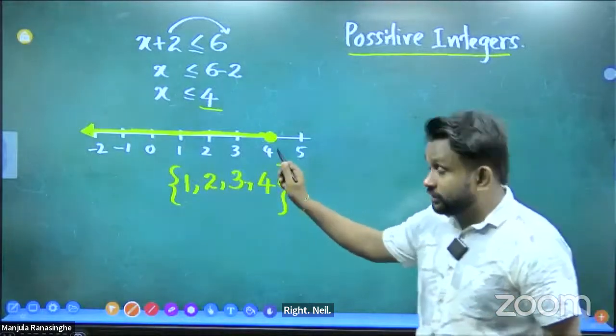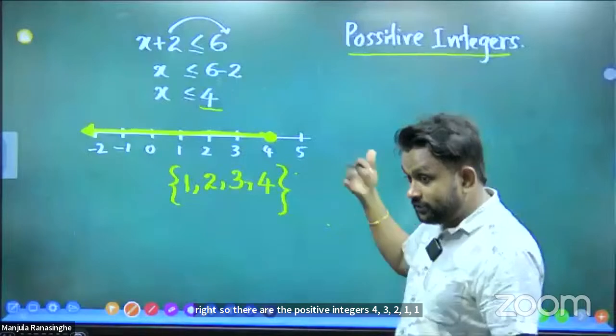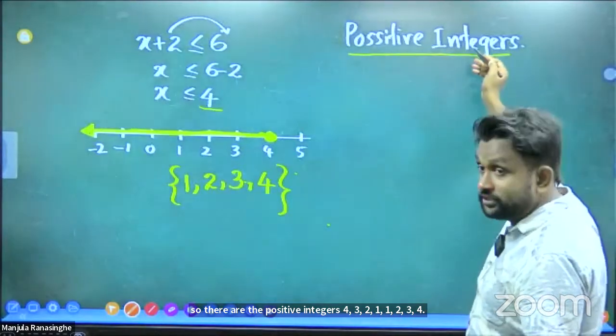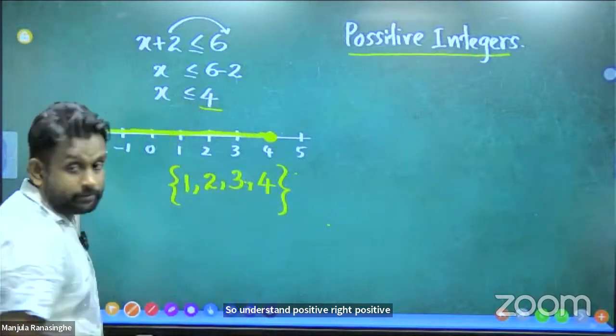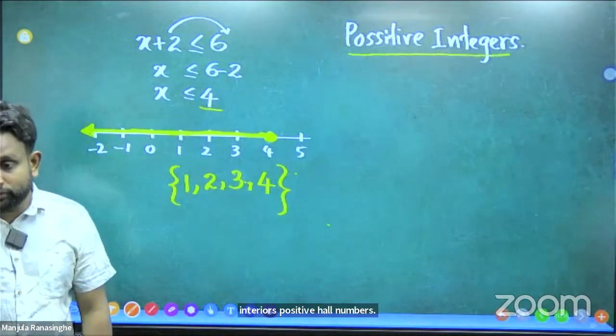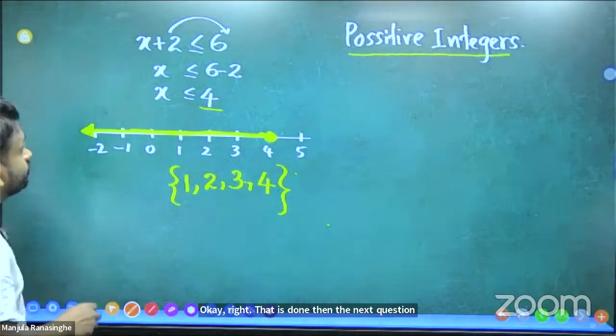Right. So those are the positive integers 4, 3, 2, 1, 1, 2, 3, 4. So understand positive, right? Positive integers, positive whole numbers. Okay, right. That is done. Then the next question, question 20. What's the amount of work done?